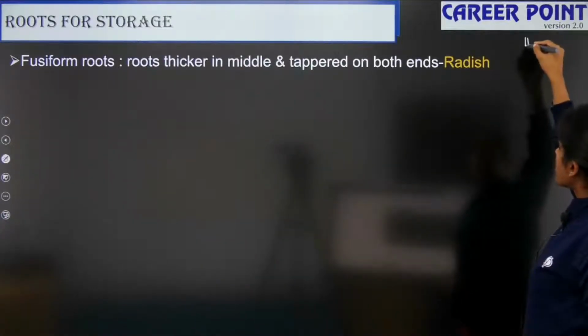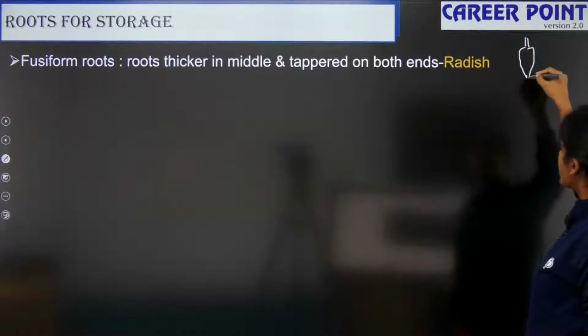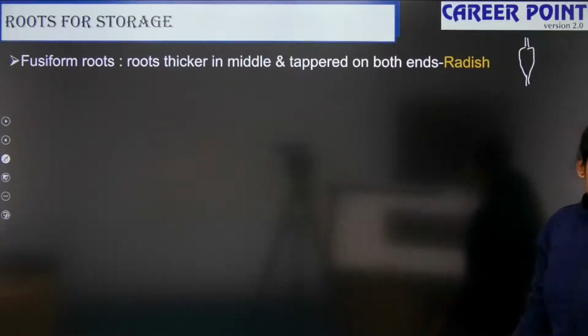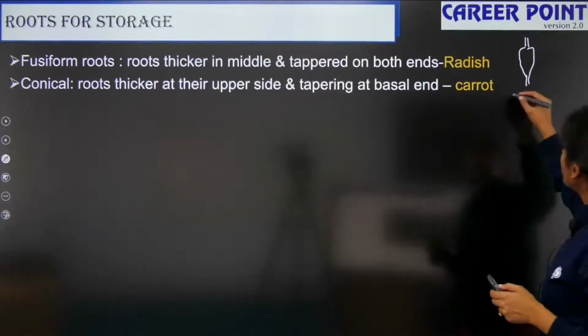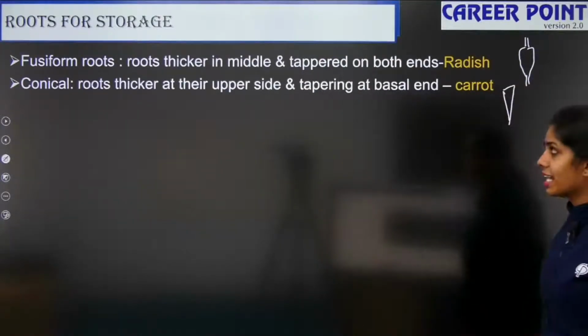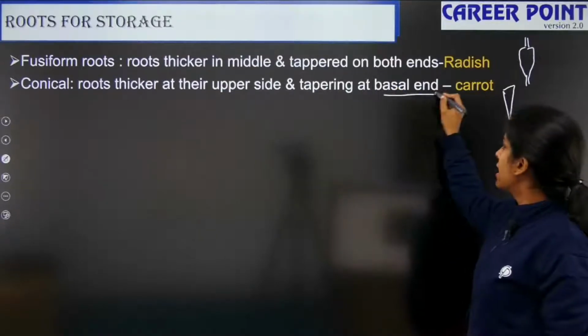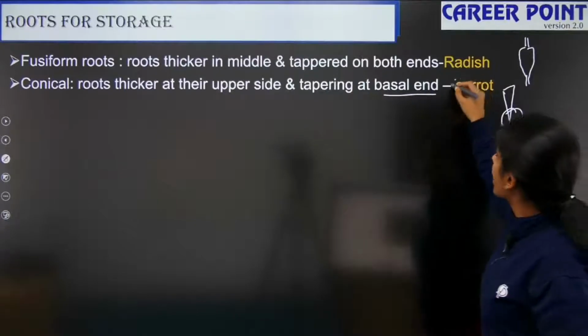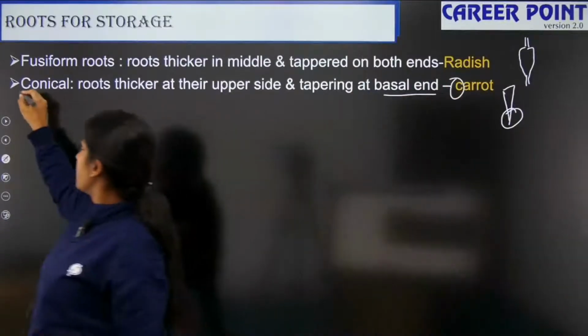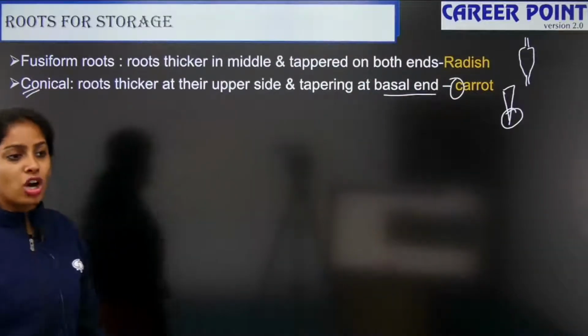So it starts like this, then it ends like this, right? So this is your radish. So this is your fusiform appearance. So conical, the one which is cone shaped directly, so this is tapering at the basal end. Only in the basal end it is tapering. So conical shape is your carrot. So remember C and C. Okay, so this is your conical form.